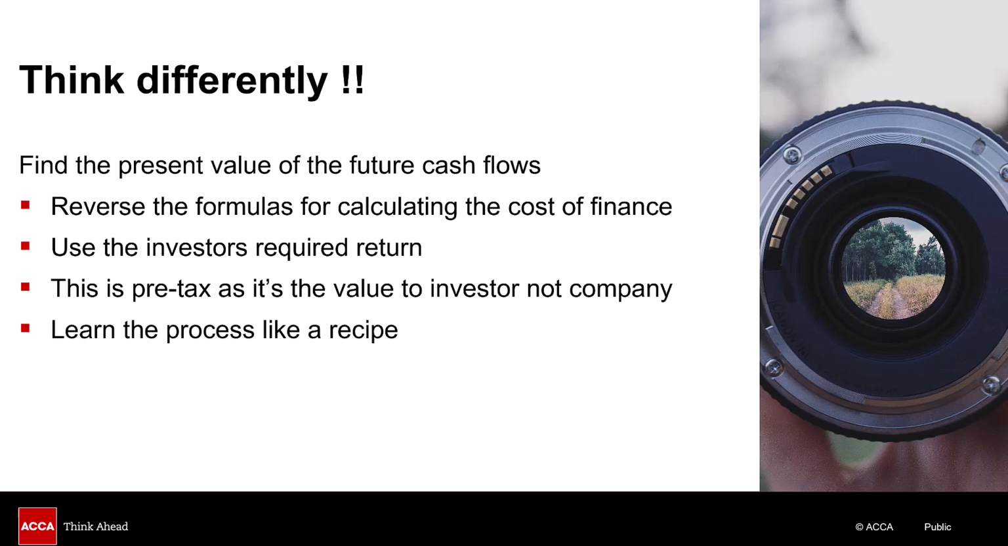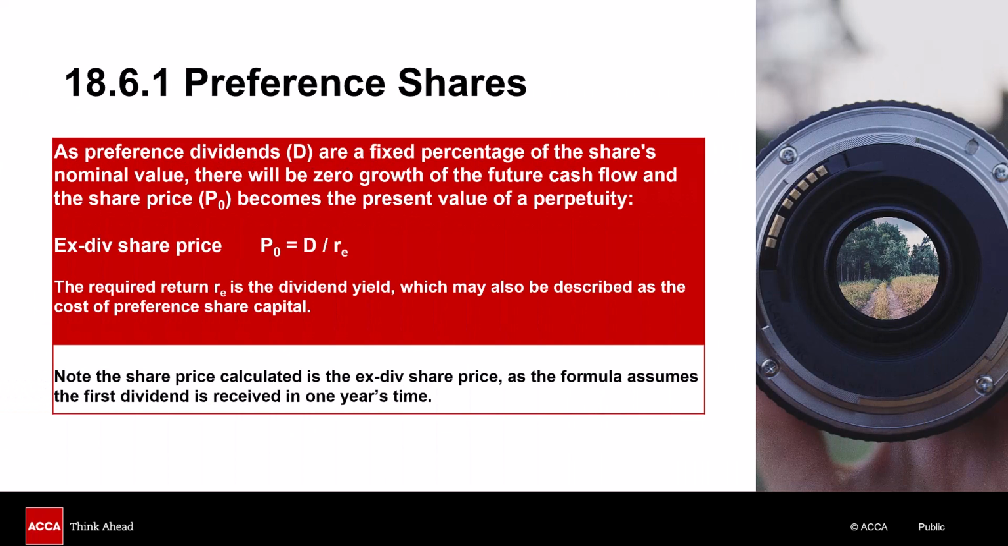When you find the present value of the future cash flows, you're effectively reversing the formulas for calculating the cost of finance when you're doing calculations for the weighted average cost of capital. You're going to be using the investor's required return, and this is the pre-tax cost as it's the value to the investor, not the company. You need to learn the process like a recipe. If you learn the process, the steps to success, you will always get these questions right. Now, the concepts introduced here are also in the study hub, and it's in chapter 18.